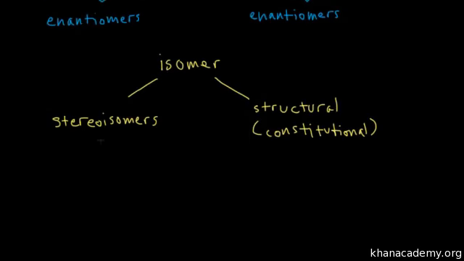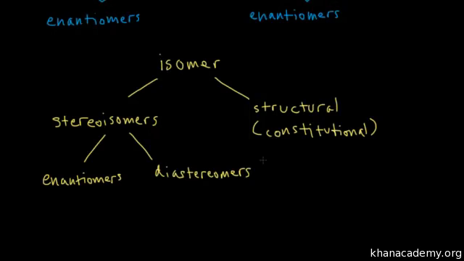And there were two types of stereoisomers that we discussed: enantiomers. So we have enantiomers here, which we know are non-superimposable mirror images. And then we have diastereomers, which we know are non-superimposable, non-mirror images of each other.